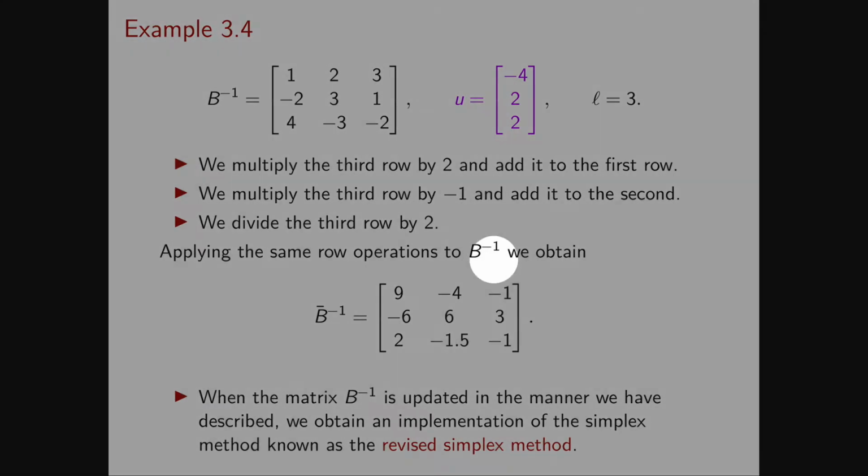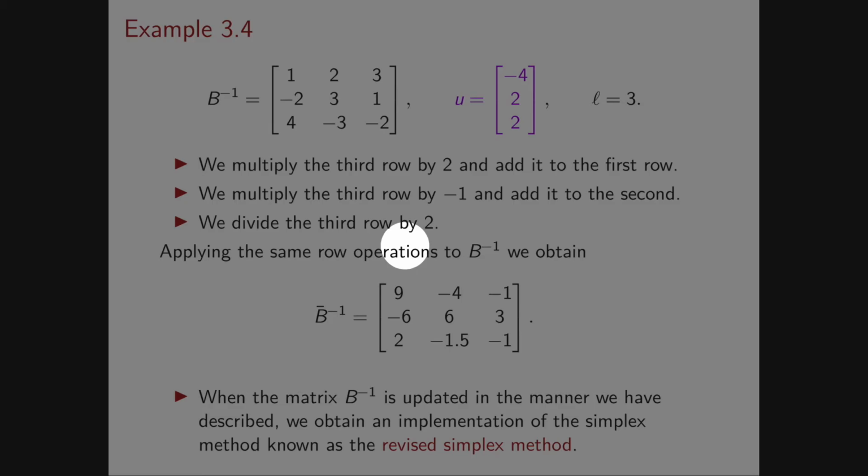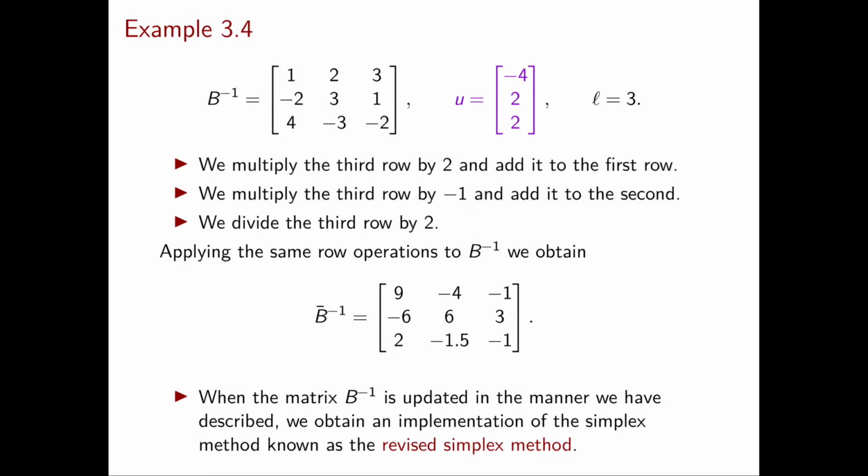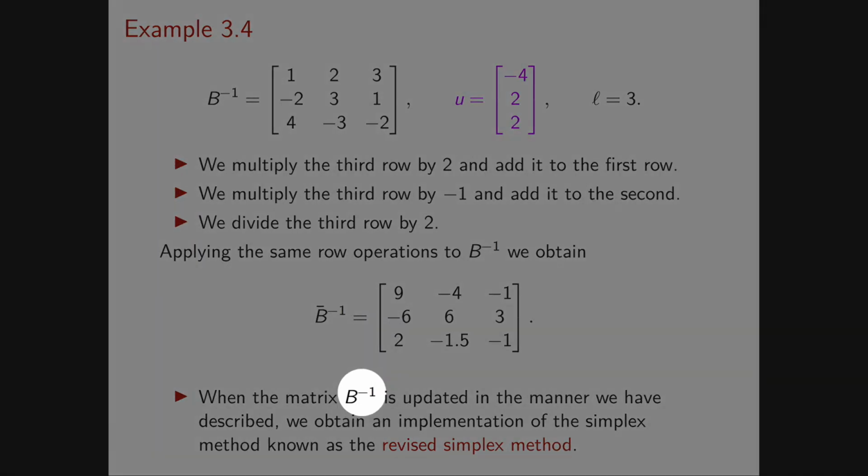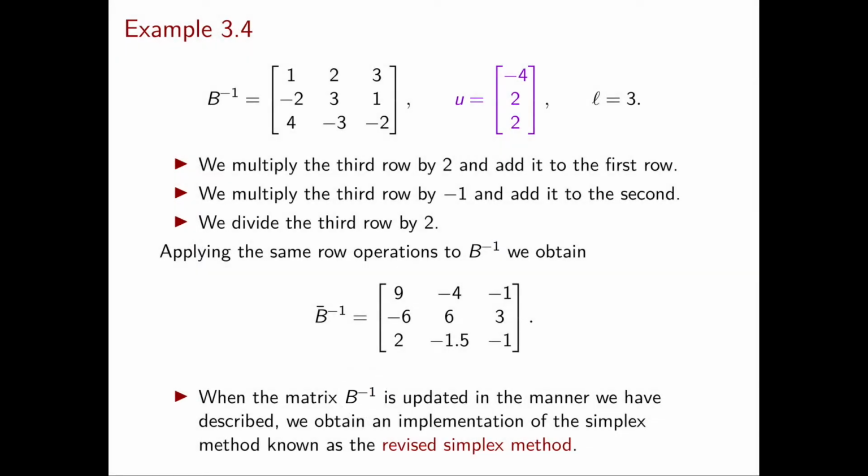If you perform also the other two elementary row operations, you obtain also the second and third row of B bar inverse, which should be the ones written here. And this concludes our example. At this point, we know how to update the matrix B inverse from iteration to iteration in our simplex method. And this only takes us big O of m square operations per iteration.